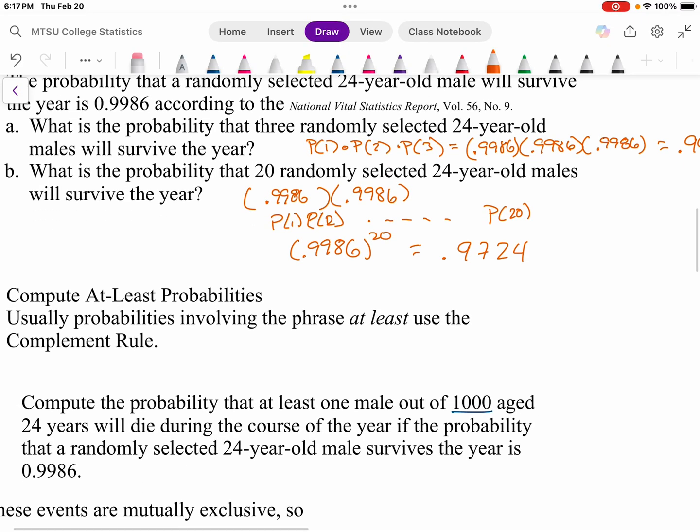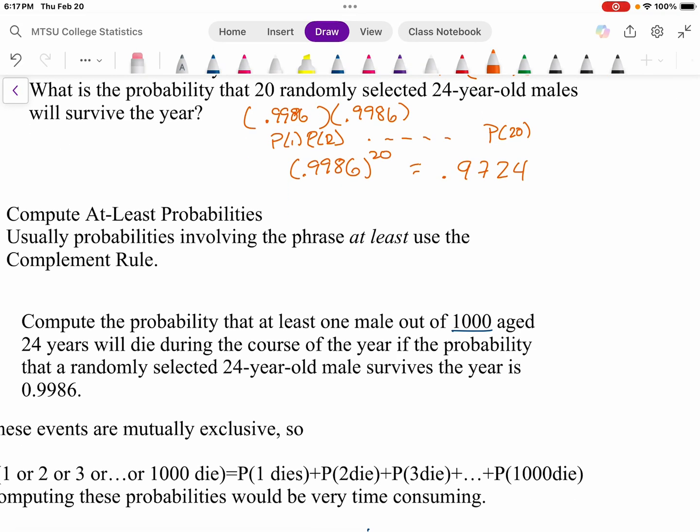Now, computing the at-least probabilities. This is a situation where we're going to use the complement rule to help us out. The at-least situation can add up, and that's what we have down here. It's the same situation with the 24-year-olds, but we have a fixed number of 24-year-olds we're pulling from. So we want to figure out the probability of at least one male out of 1,000 age 24 will die during the course of that year, if the survival rate is 99.86%.